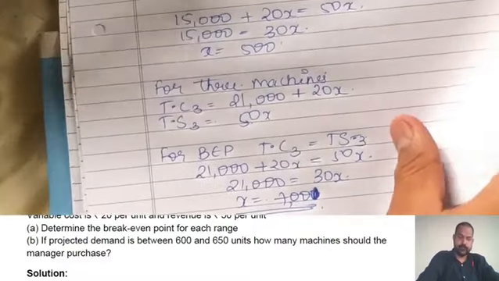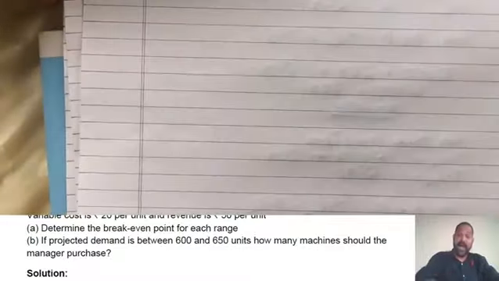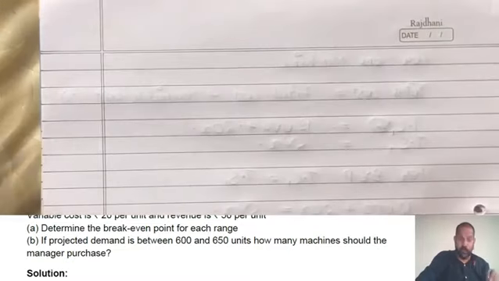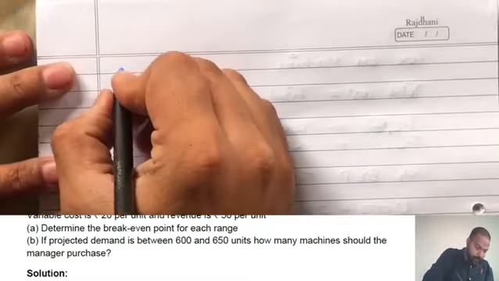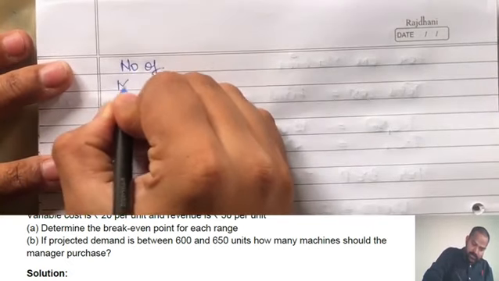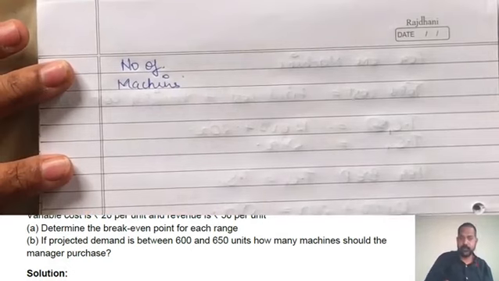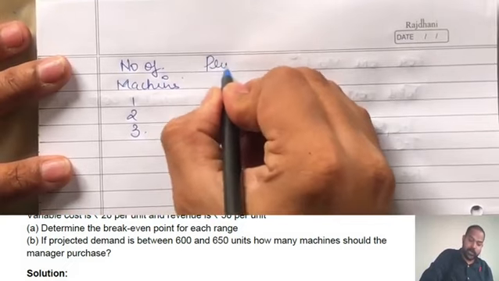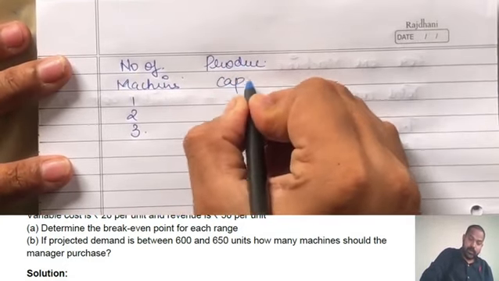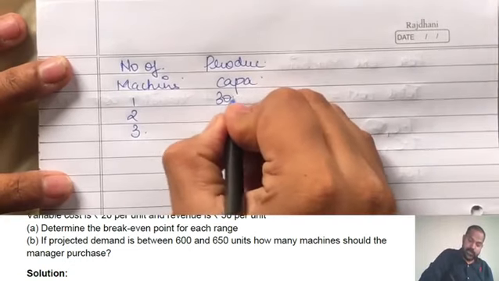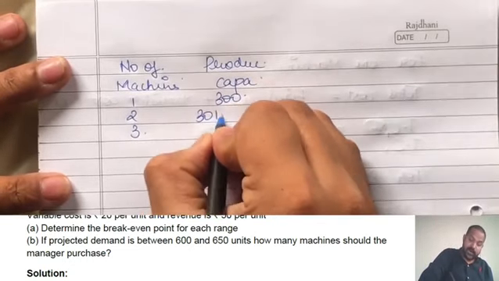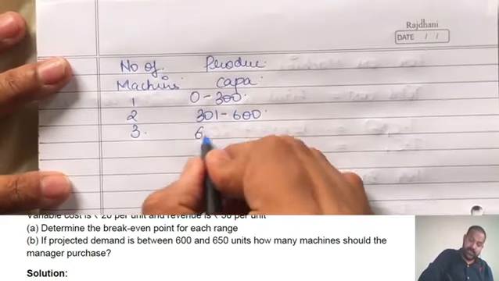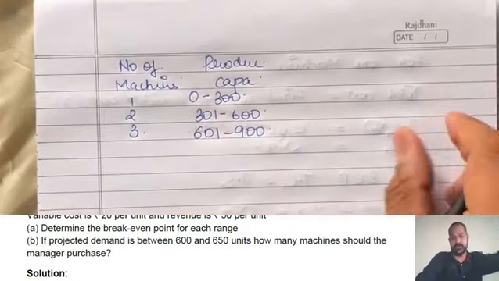Let me write down whatever I have done so far. I have found the break-even point for these machines. Number of machines: 1, 2, 3. Production capacity: this can produce 300, this can produce 301 to 600, or this you can write 0 to 300, and this can produce 601 to 900 units.